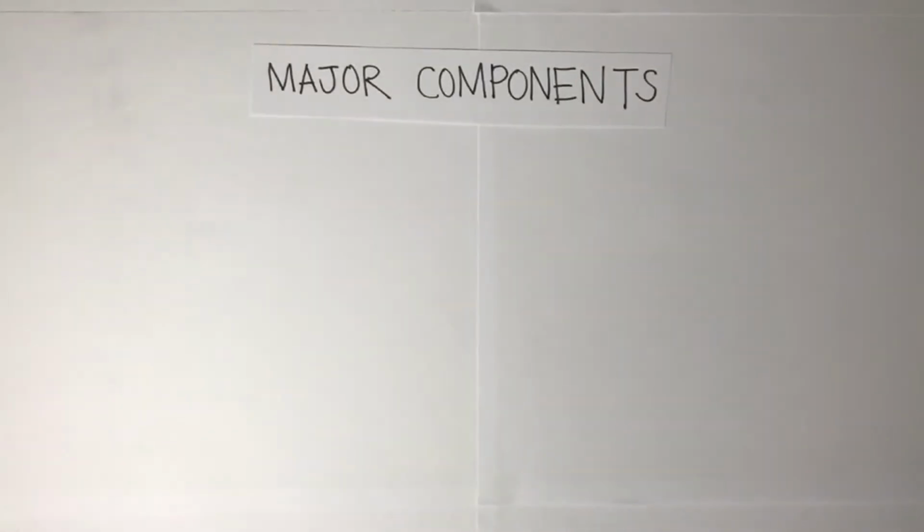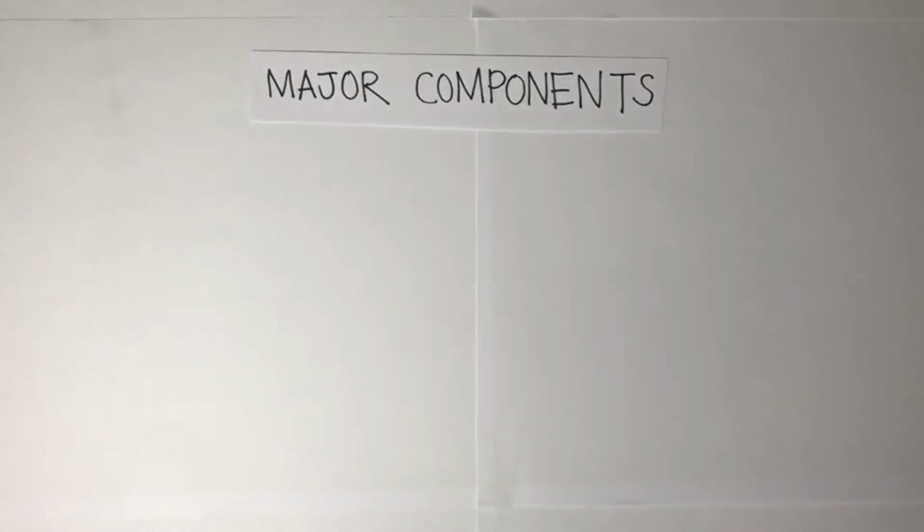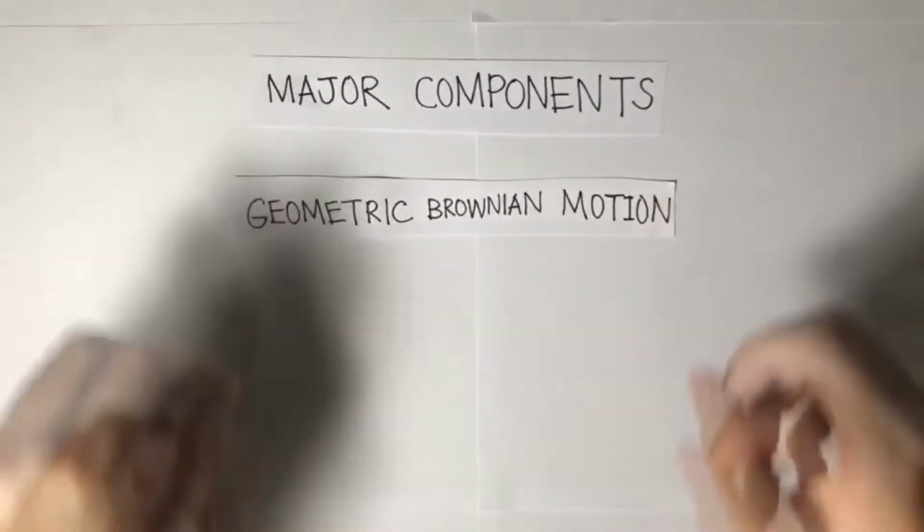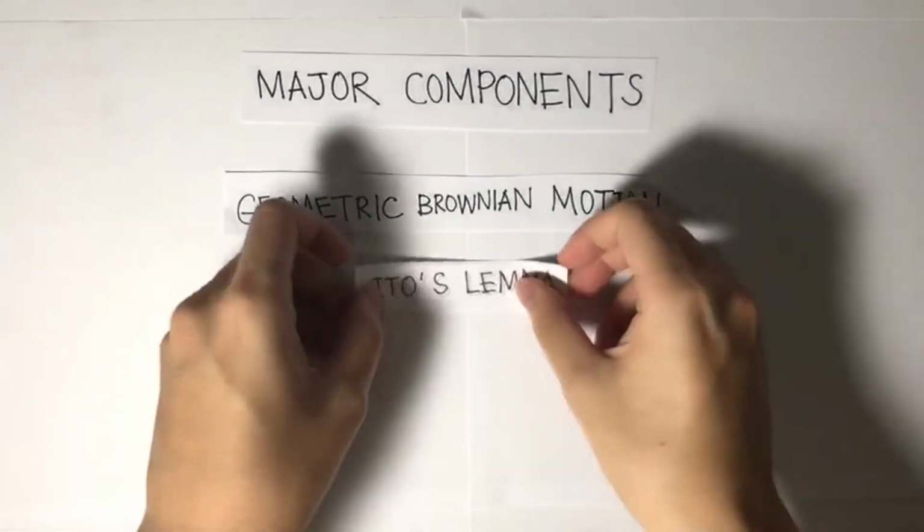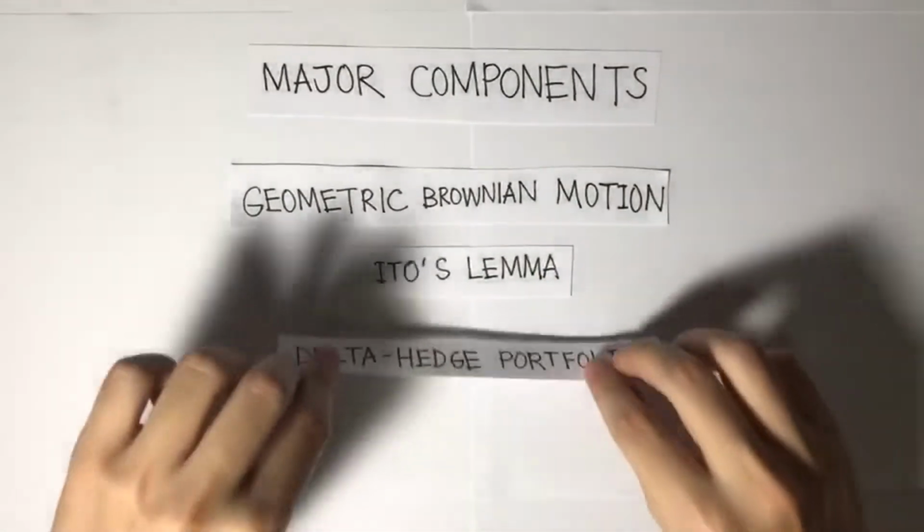Next, before we can derive the equation, we have to understand the major components behind the model. First, geometric Brownian motion. Second, Ito's lemma. And last, the delta hedge portfolio.